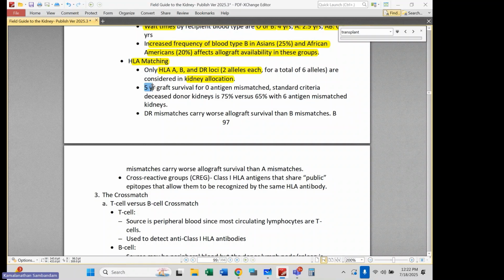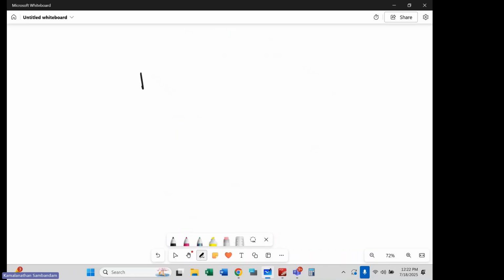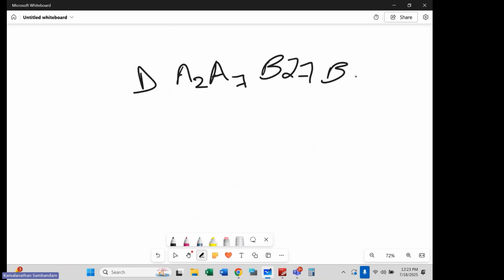Now, there is a difference in outcome, but that difference is modest except at the extreme of a 0 antigen mismatched kidney. So if you have a kidney which matches on all 6 alleles, a donor that expresses, for instance, A2, A7, I'm just making things up, B27, B12, and so on, and the DR.